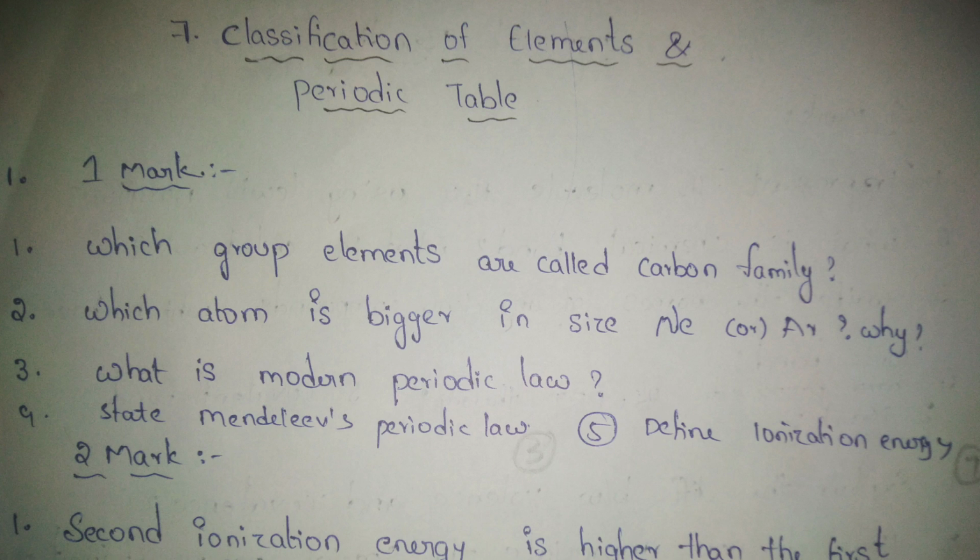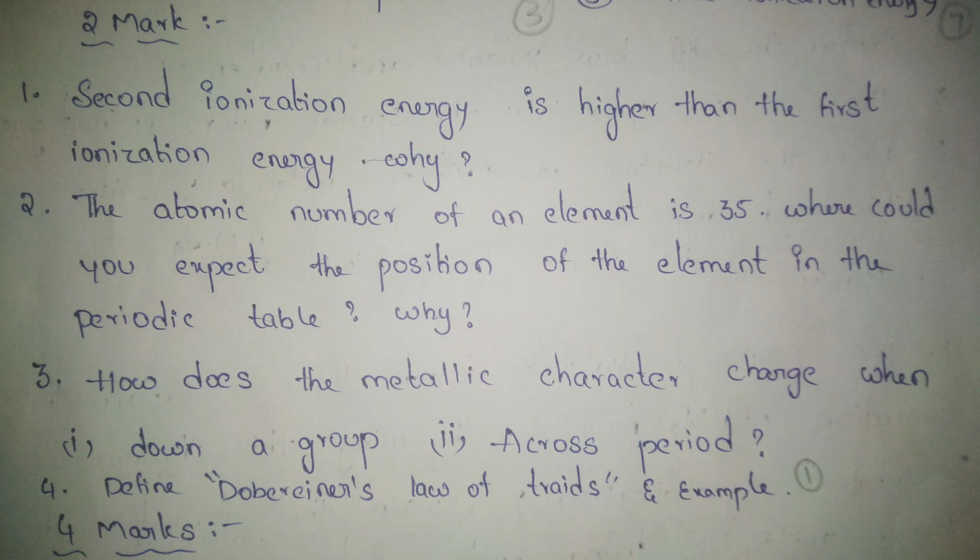Classification of elements and periodic table. 1 mark questions. Which group of elements is called the carbon family? Which atom is bigger in size, Ne or Ar? Why? What is the modern periodic table? State Mendeleev's periodic law. Define ionization energy. 2 mark questions. Second ionization energy is higher than first ionization energy.